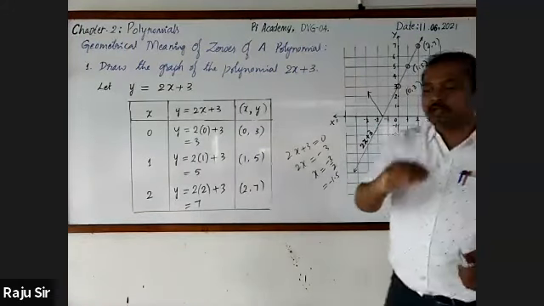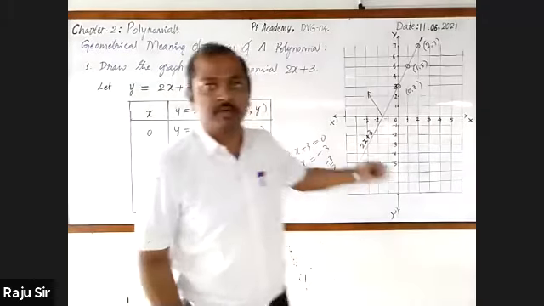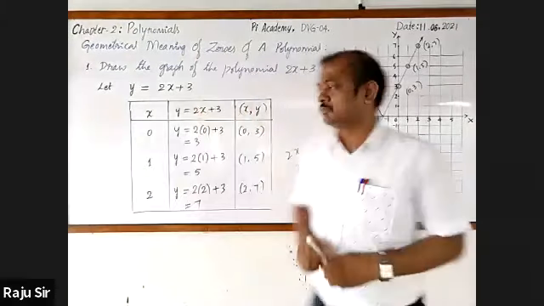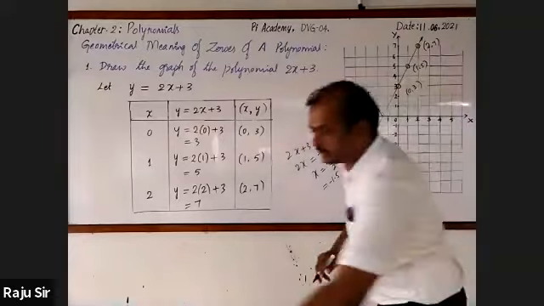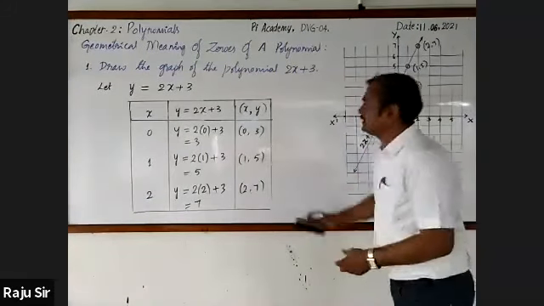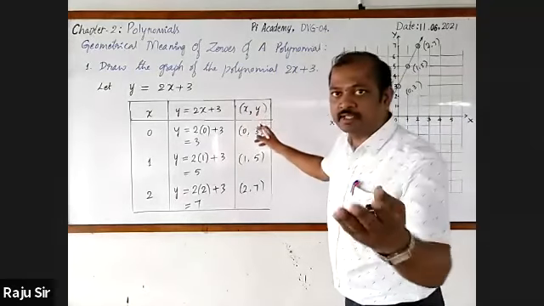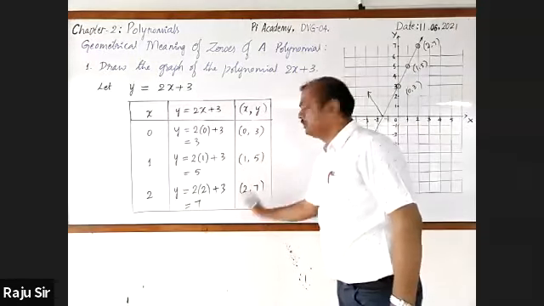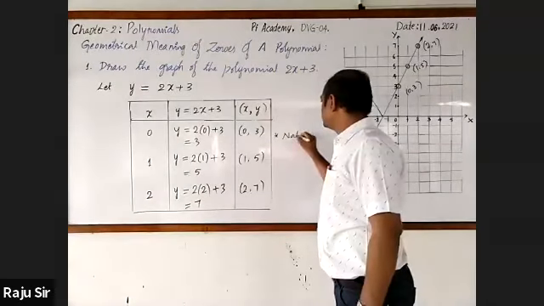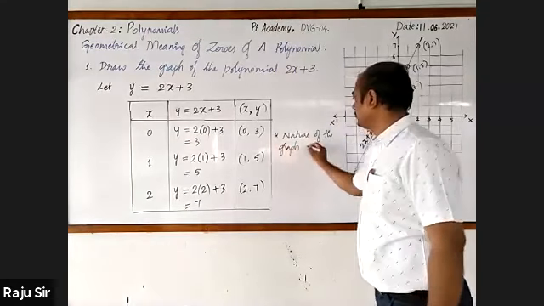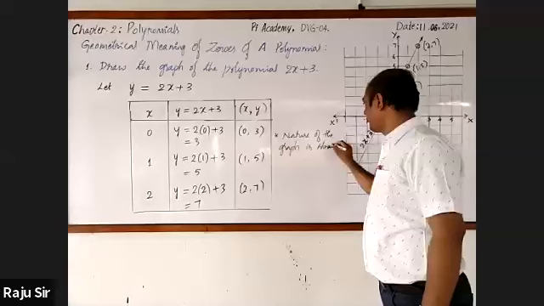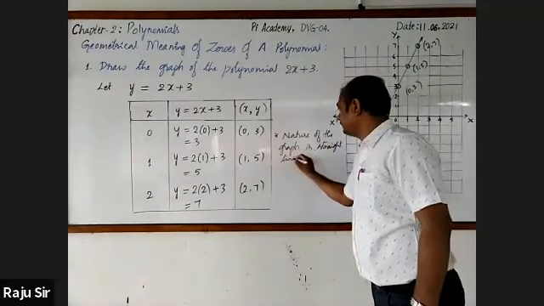Clear? Now, just below this graph, you write. Below this graph, it also has information. I'll write it separately. Coordinate points, there you are having the space. Below that table also, you can write. Nature of the graph is straight line. Straight line. Next.